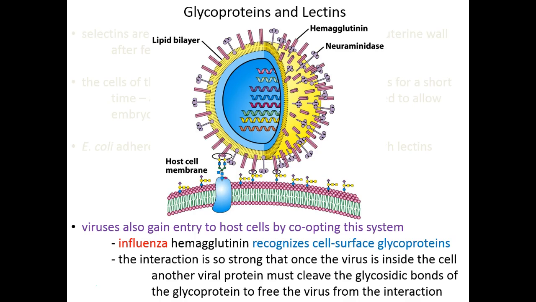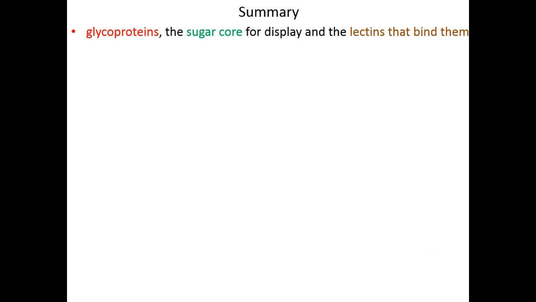In fact, this interaction is so strong and so permanent that even once the virus gets entry into the host cell, the only way it can let go and further float inside is to itself cleave that hemagglutinin protein to release the interaction with the glycoprotein. Pretty amazing stuff. So to summarize this last chunk, we're talking about glycoproteins now as functional versions of sugars.